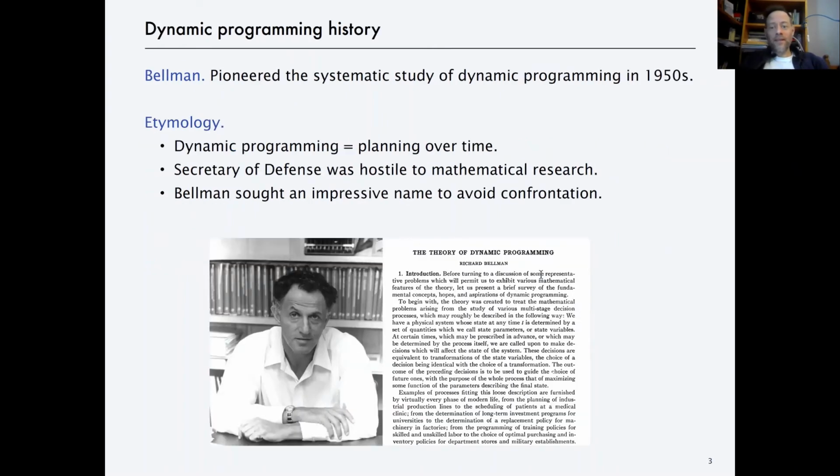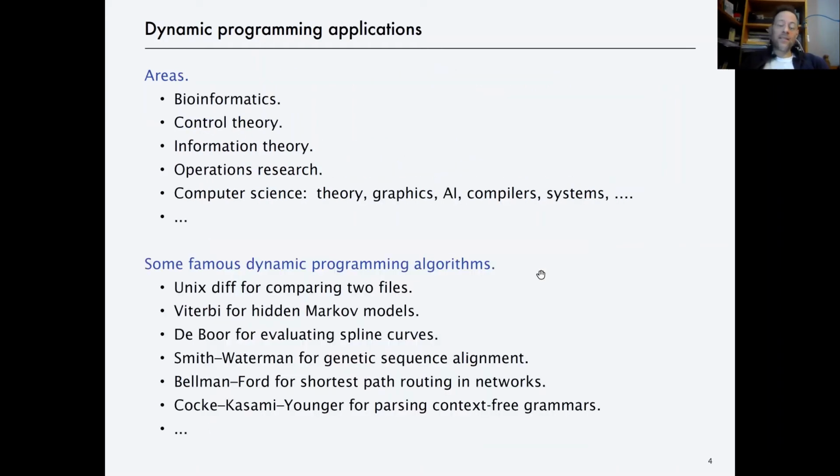So dynamic programming, the history is that Richard Bellman came up with this in the 50s. So basically it was used to solve planning problems. And apparently the Secretary of Defense was hostile to mathematical research, so therefore he called it dynamic programming instead. And this is a technique which is extremely widely used in many different research fields. And, again, it's used to solve a really large variety of different problems.